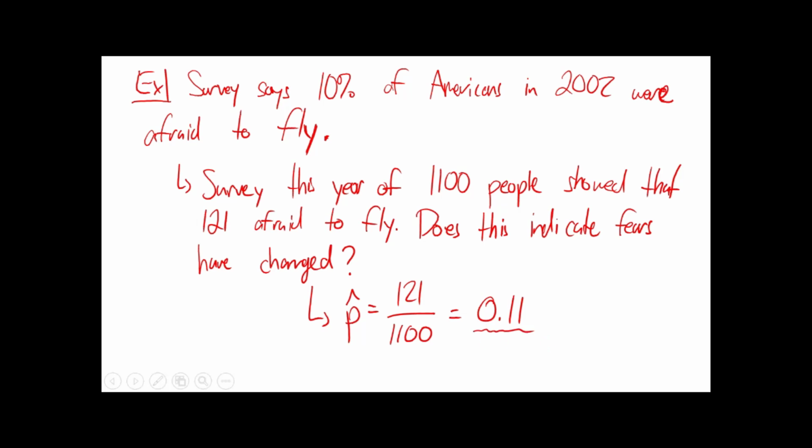Now, the question is, I talked to a lot of people, right? I talked to 1,100 people. That's a good sample size. And in my sample, 11%. Does that actually mean now that more people are afraid to fly than it used to be? Well, what's one way we could gauge whether or not it seems reasonable? It kind of has to go back to the drive-through example we did yesterday. What's one way we could gauge that?